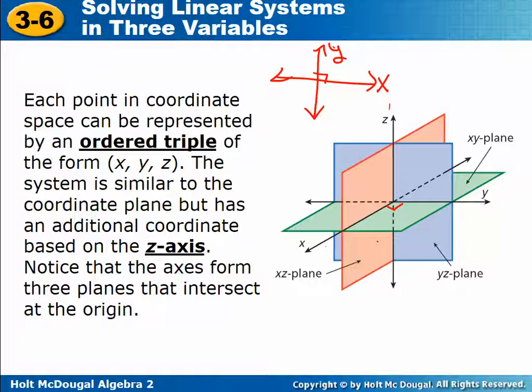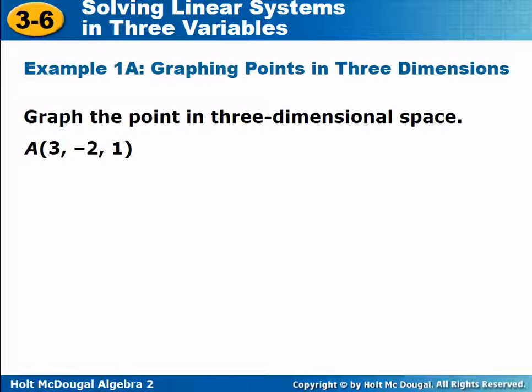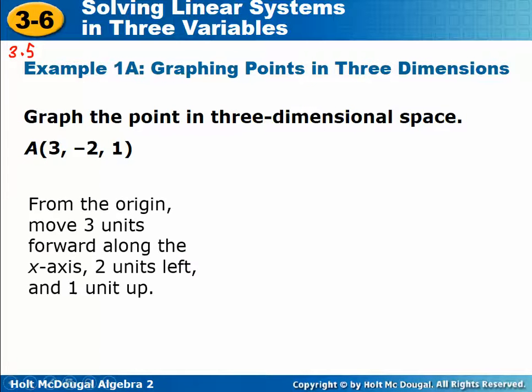The origin is still right here. The origin would be 0, 0, 0. A point in the coordinate plane will be x, y, and then z, z being that third dimension. So in 3.5, which we're skipping over, this one was about how to graph points and draw lines in three-dimensional space. But like I said, we're not going to do this one. But here's an example of what you would do.